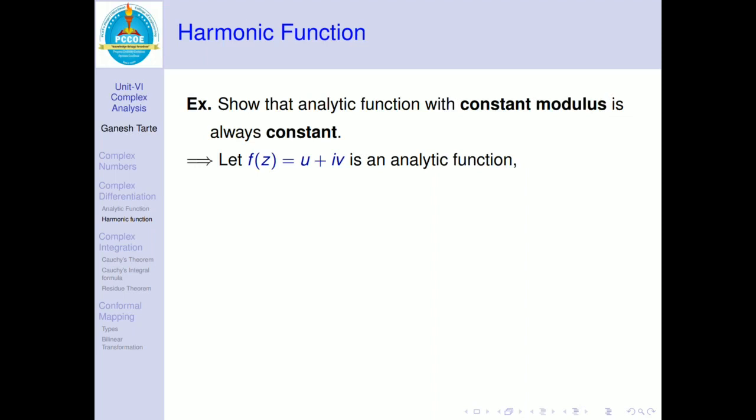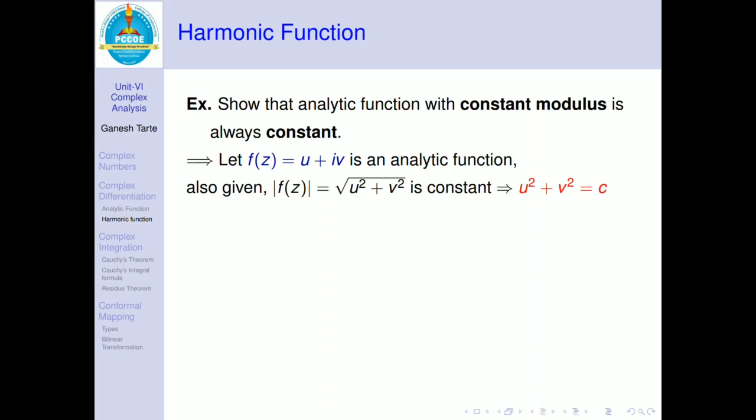So what is mod of f of z? It is square root of real part square plus imaginary part square, means square root of u square plus v square, it's constant, it is given. So if square root of u square plus v square is constant, we can say that u square plus v square is equal to c or c square. So it looks like the previous type of example, where u plus v is given, find f of z in terms of z, but here we have to show f of z is constant, means u and v should be constant.